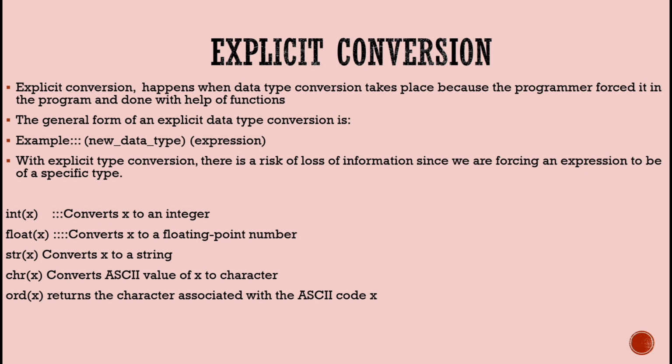There are different functions used in the conversion. int(x) converts into an integer, float(x) converts to floating point, str(x) converts to a string, chr(x) converts the ASCII value of x to a character. So if you are giving an ASCII value to this function, it gives you the character. ord returns the ASCII value when the character is specified.